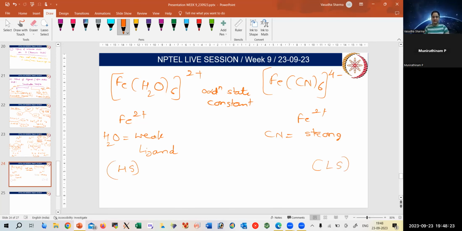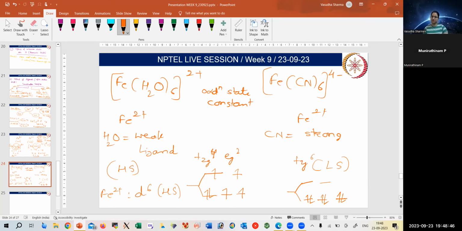Now, iron 2+ d6, it's high spin. The configuration would be 1, 2, 3, 4, 5, and 6. This is t2g4, eg2. Whereas in low spin, it would be pairing 1, 2, 3, 4, 5, 6. So it's t2g6, eg0.